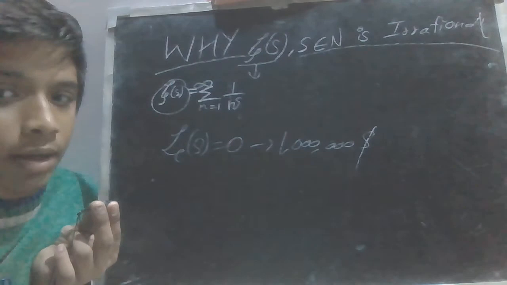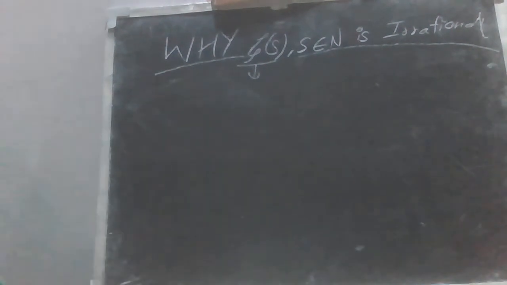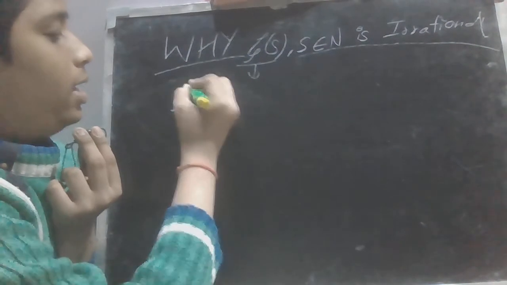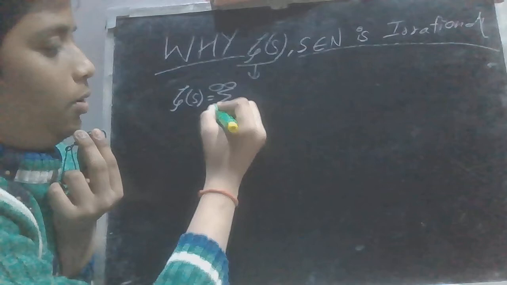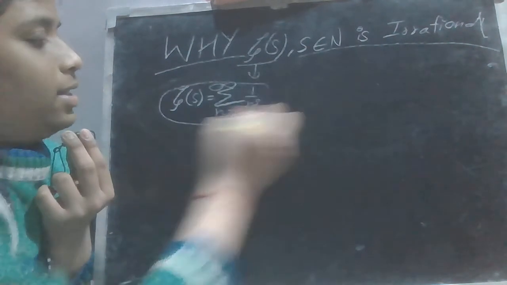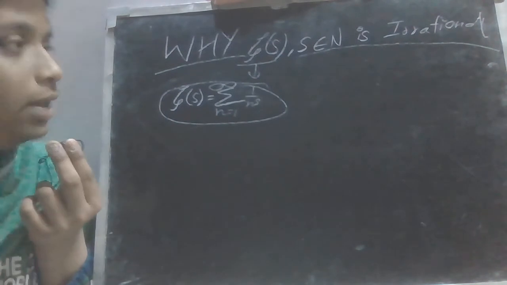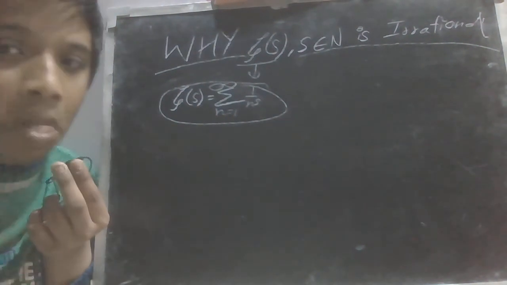Okay, let's get some money today. So why is zeta at s, the infinite sum of 1 upon n to the power s, irrational? Everything till here is right, since I haven't done anything.